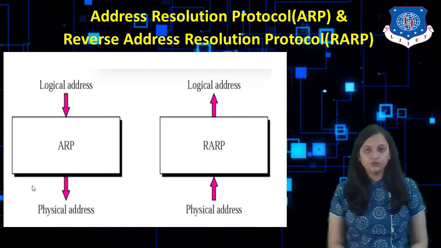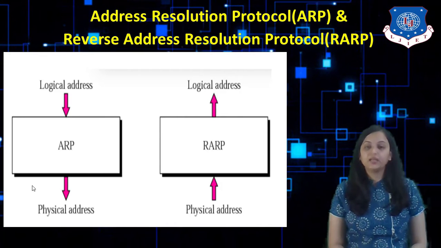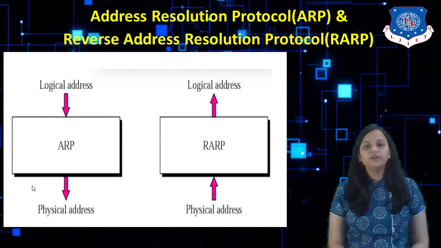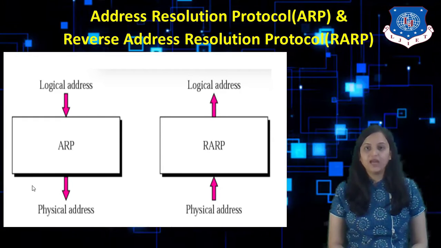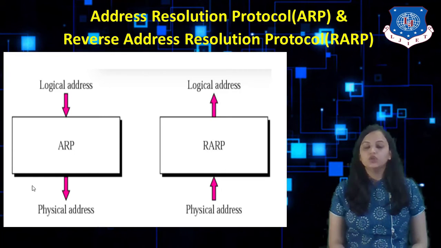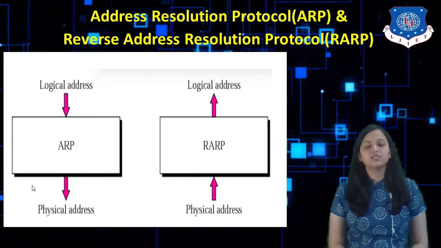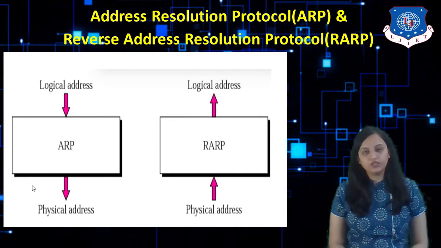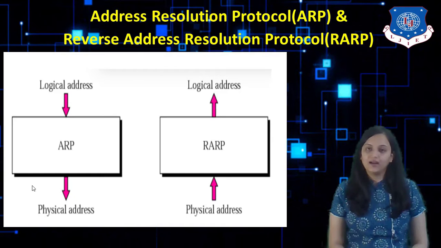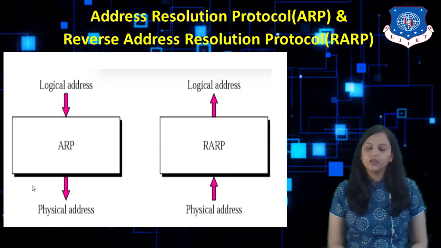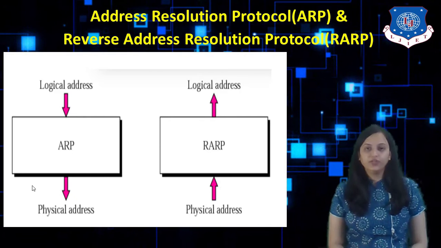And exactly opposite to that is RARP, that means Reverse Address Resolution Protocol. Whenever we know the physical address and we want to find the logical address, we will use RARP. So this way these two protocols are reverse to each other, and they are used to find the logical or MAC address for the particular device in the particular network. Now let's see how they do this.